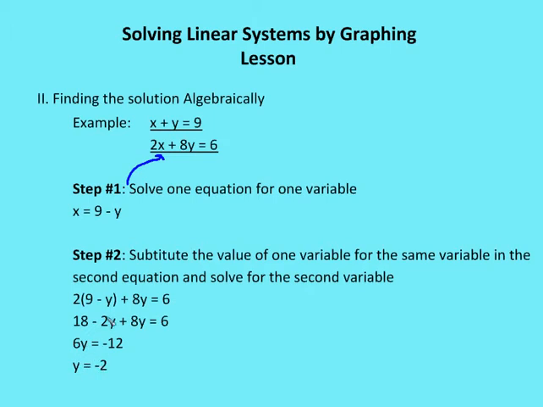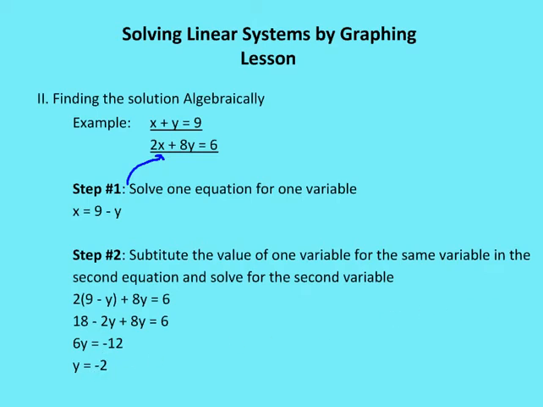So again, the first step is to solve one equation for one variable. So I have x is equal to 9 minus y in terms of the other variable. And then I substitute that value, 9 minus y, in for x in the second equation, and I solve for y. Now I have y is equal to negative 2.